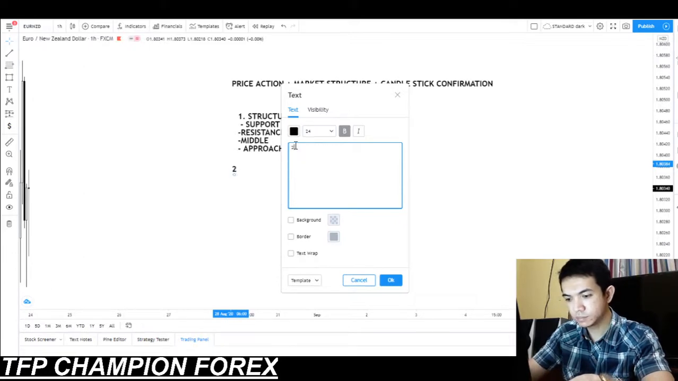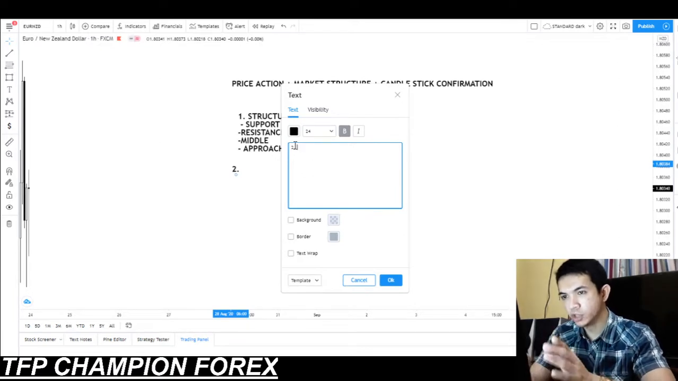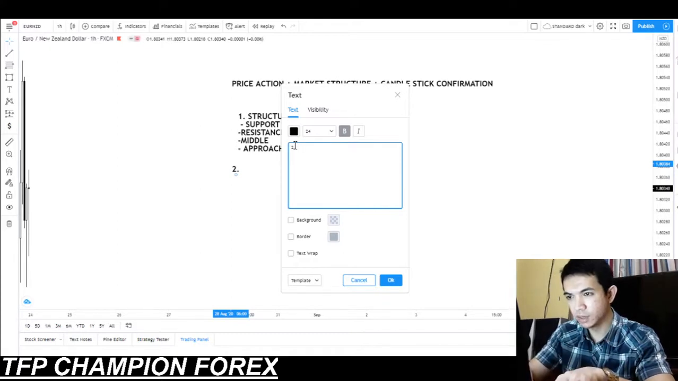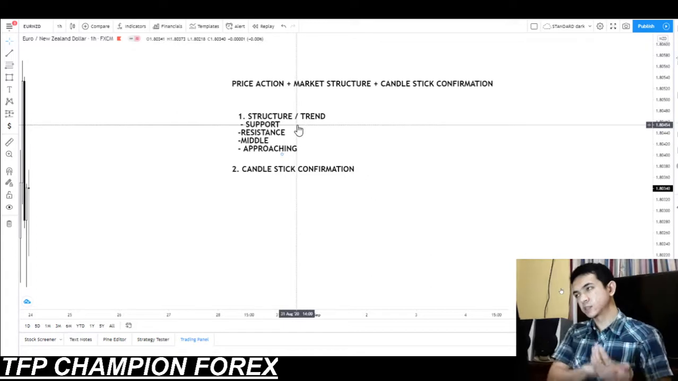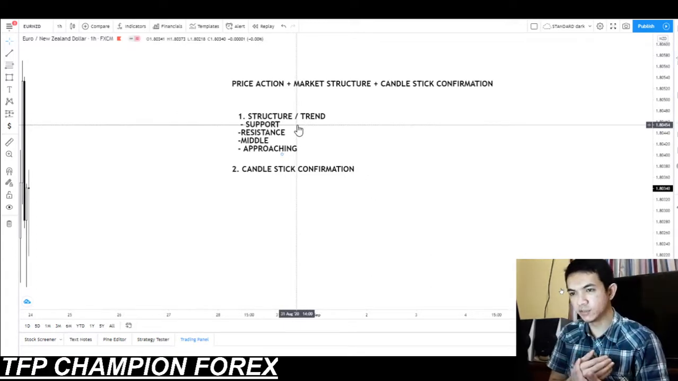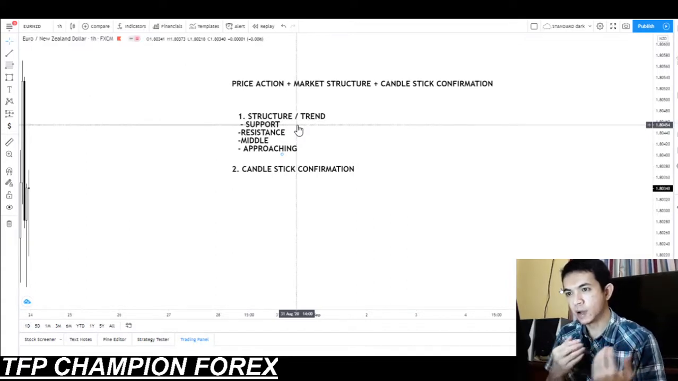Second thing is, when you have known already where you are at the current price, again, you have to make sure you have a candlestick confirmation, right? So once you have known that you're already at a specific key significant level or zone, or you're already at the zone that you are waiting for, then you must look for what? Candlestick confirmation, right?